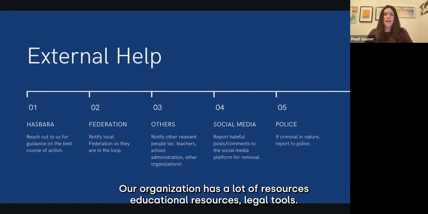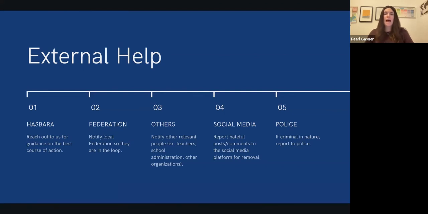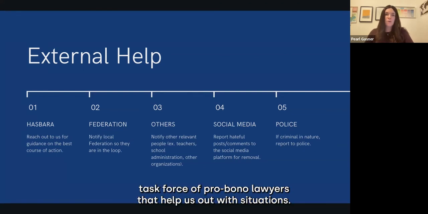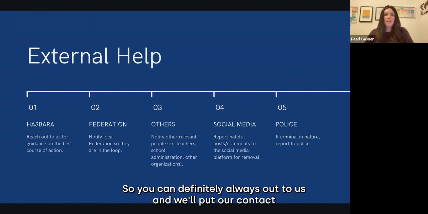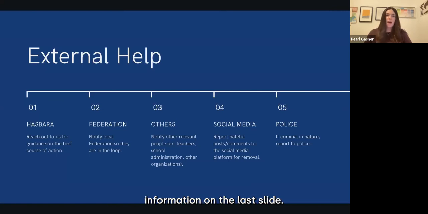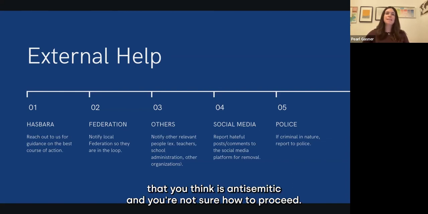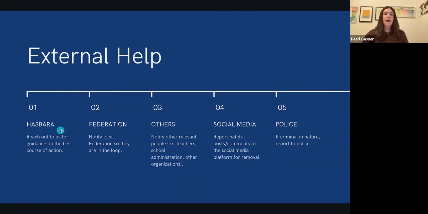Our organization has a lot of resources, educational resources, legal tools. We have a legal task force of pro bono lawyers that help us out with situations. So you can definitely always reach out to us, and we'll put our contact information on the last slide, if you are dealing with a situation that you think is anti-Semitic and you're not sure how to proceed.